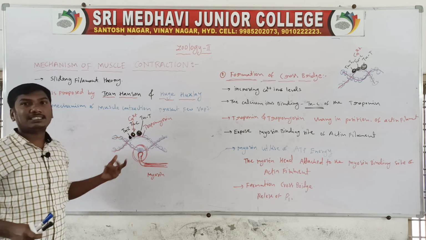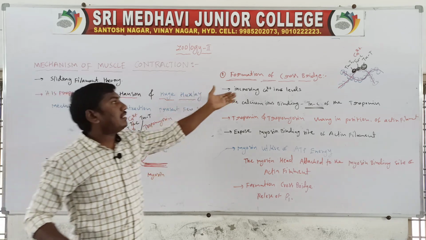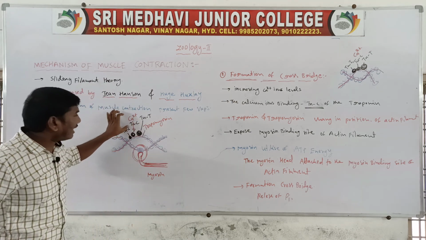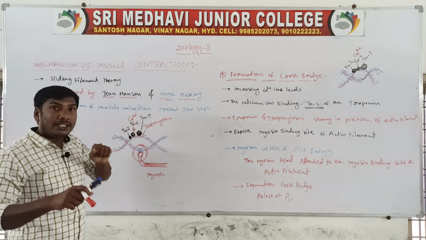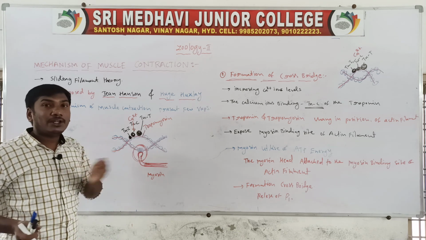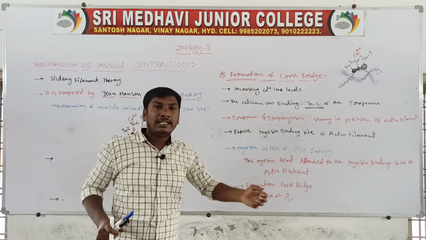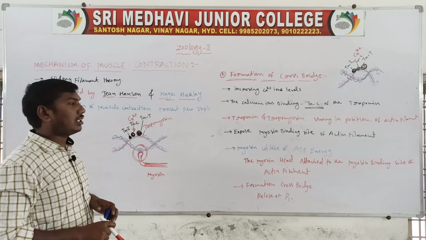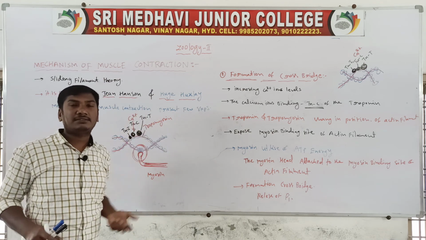So two steps are completed. First one, excitation of muscle: the final step is the releasing of the calcium ions. Next step, formation of cross bridge. In the formation of cross bridge, the calcium ions increase and bind to the troponin C of the troponin. Troponin and tropomyosin change position, exposing the myosin binding site. The myosin head utilizes ATP energy and binds to the actin filament. This is called formation of cross bridge. Finally, the releasing of Pi. Next, third one is the power stroke. Next class we will discuss power stroke.